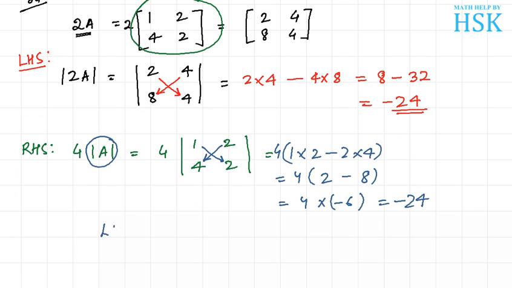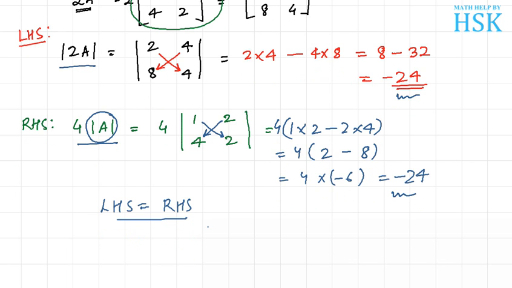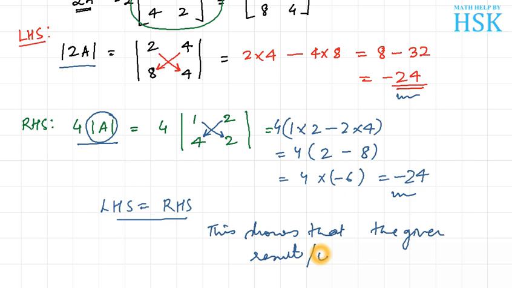So LHS is equal to RHS. Therefore, this shows that the given result is true. Okay.